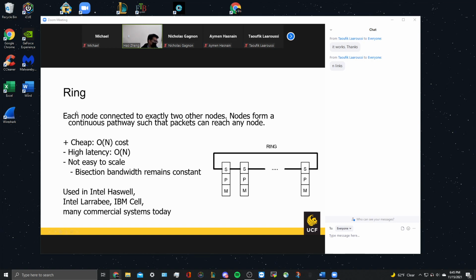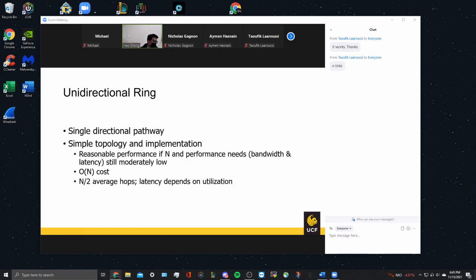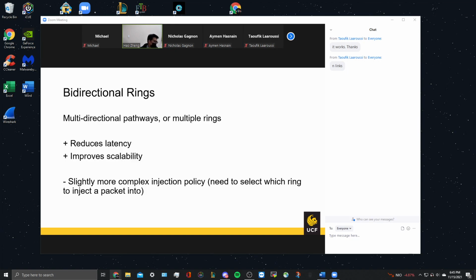So can we do better than the ring topology? Right. So there are 2 types of rings. The first one is the unidirectional ring, a single direction pathway, a simple topology and implementation, right? But they also have bidirectional rings, which means a multi-directional pathway or multiple rings. So this reduces the latency and probably can improve the scalability a little bit, right? So if you have 16 cores, usually we do 1 direction, right? So at this stage, you can add 2 directions. What do 2 directions mean? Let me draw something here.